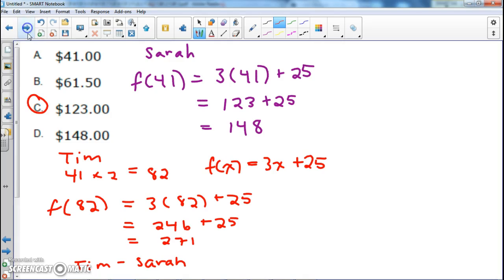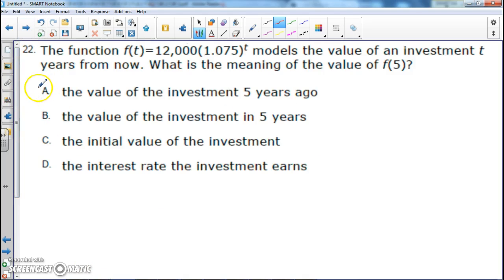Okay, let's go to one more example. The function f of t equals 12,000 times 1.075 raised to the t power models the value of an investment t years from now. What is the meaning of the value of f of 5? So for this question, they're just asking us, what does f of 5 mean?